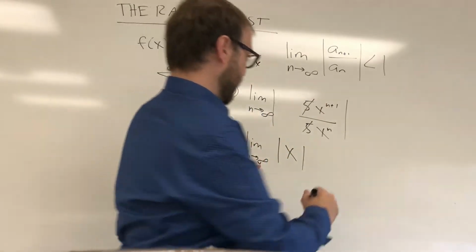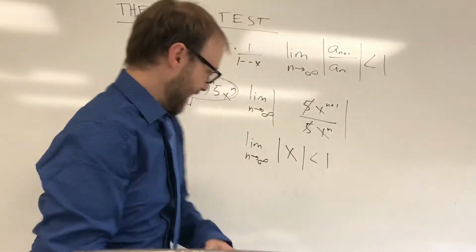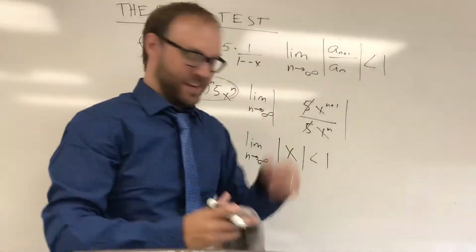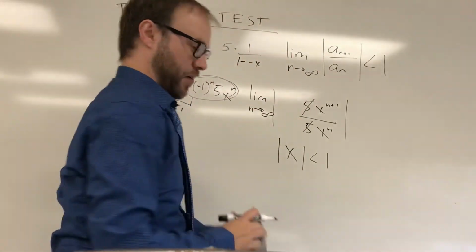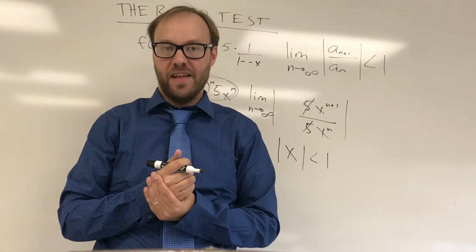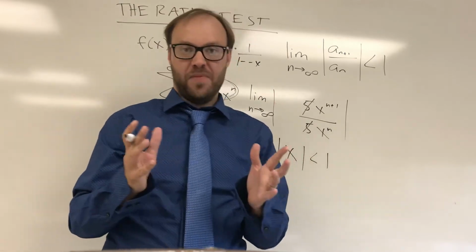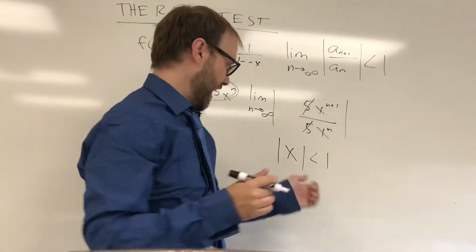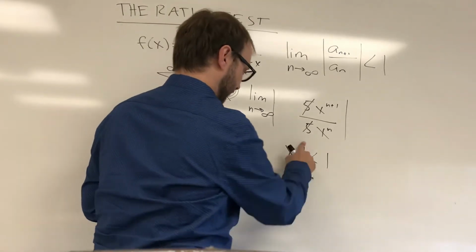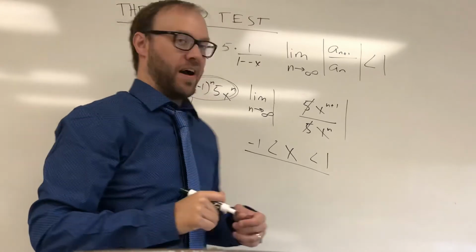Okay, but this ratio has to be less than 1. Okay, so as n goes to infinity, doesn't affect x at all, that's my limit. Okay, x just has to be, the absolute value of x just has to be less than 1. Okay, a lot of times you want to take that absolute value out. Okay, if you take an absolute value out, x could have been positive or it could have been negative. So we would say that x has to be between negative 1 and positive 1.